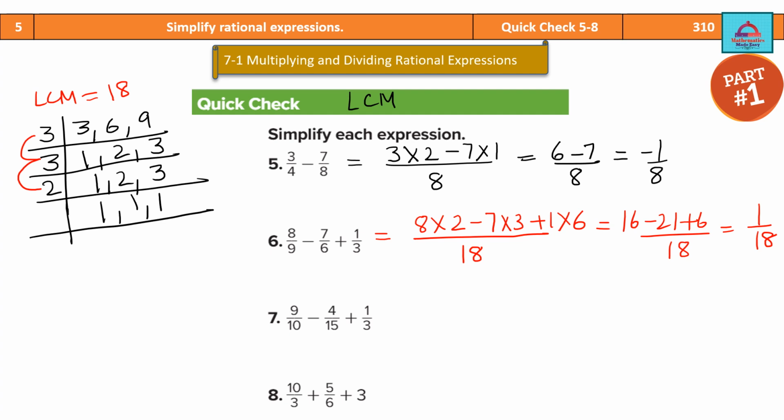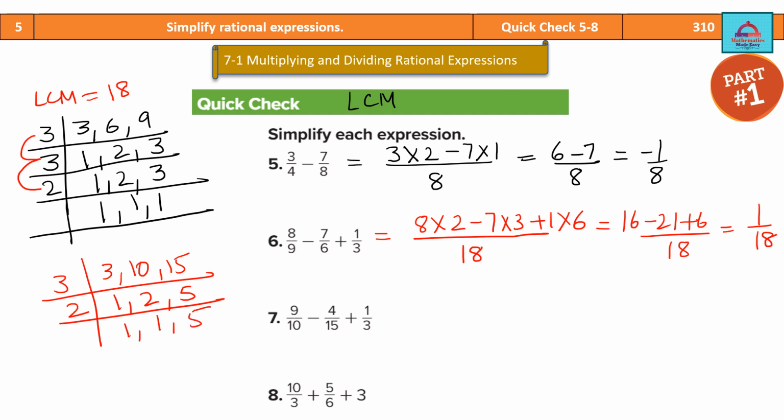Again, in a similar way, I would want you to find the LCM of 10, 15 and 3. And when you do that, let me write the smaller number first. I do it with 3 first. So 1, 2, 5, 2. So here are the numbers, 5 multiplied by 2 multiplied by 3. So the LCM is going to be 30 here.